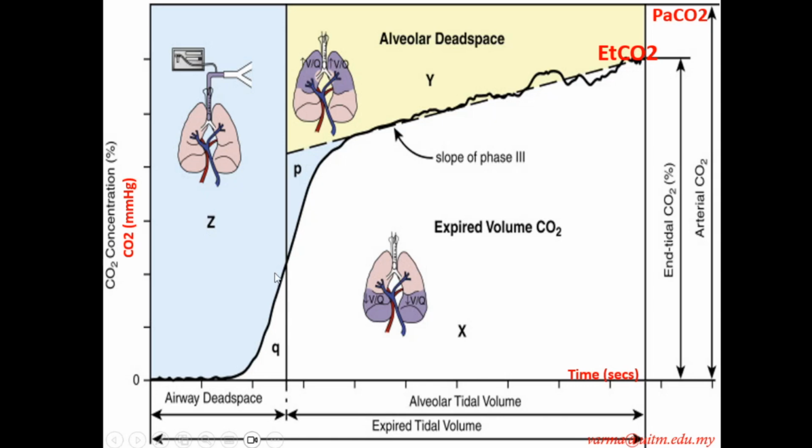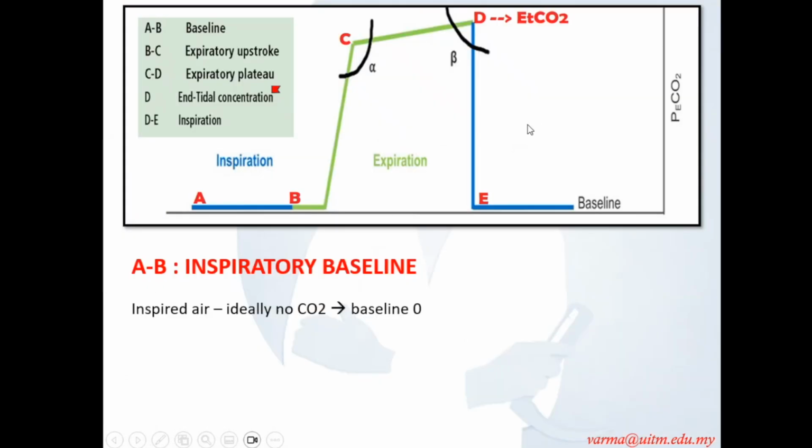Then once we reach the upstroke and the plateau, it's all about alveolar. So if you look at it, this is your alveolar tidal volume. This is your airway dead space. Then the end of your exhalation before it drops, that is your end tidal CO2. And then we have your partial pressure of arterial CO2, which is the final concentration, which we'll be measuring for your EtCO2 gap. We'll come into that later.